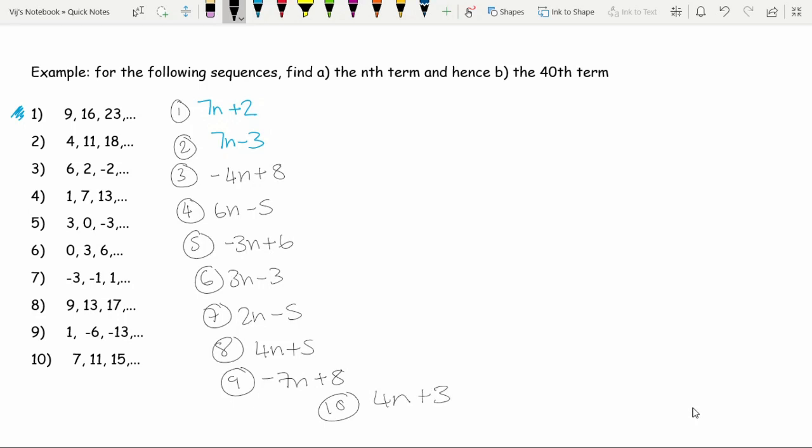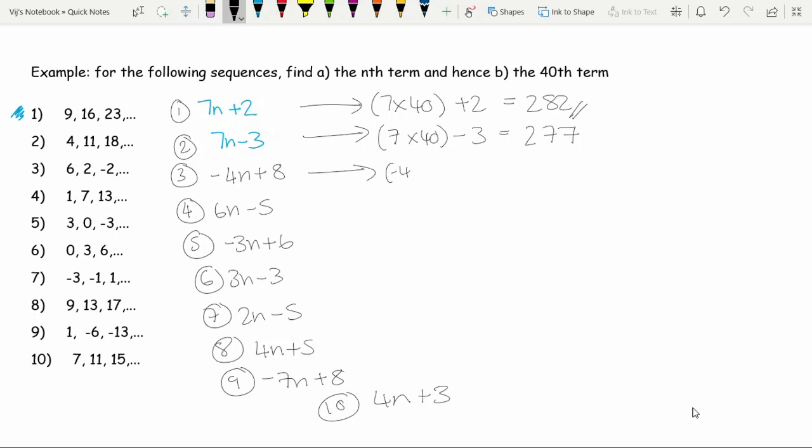So to find the 40th term for each one, what we need to do is swap n for 40. So for the first one we're going to have 7 times 40 plus 2, which gives us 282. For number 2 we've got 7 times 40 take away 3, which gives us 277. For minus 4n plus 8, so here I'm going to do minus 4 times 40 plus 8, which gives me minus 152.